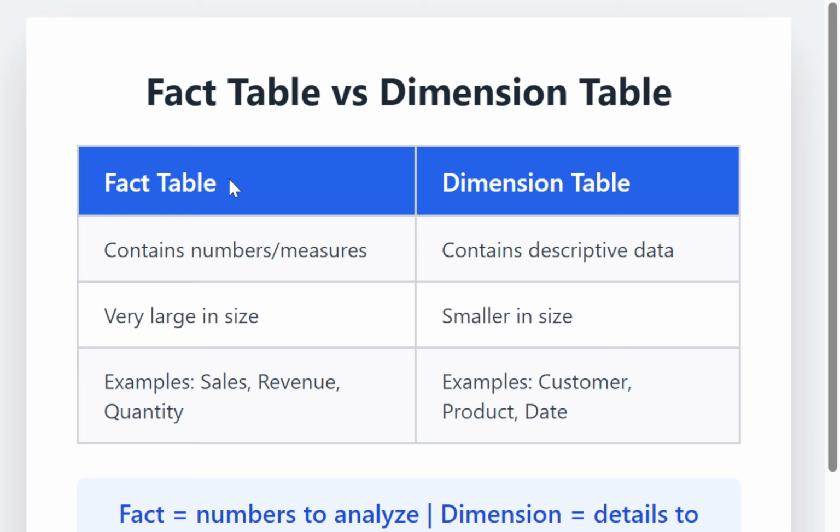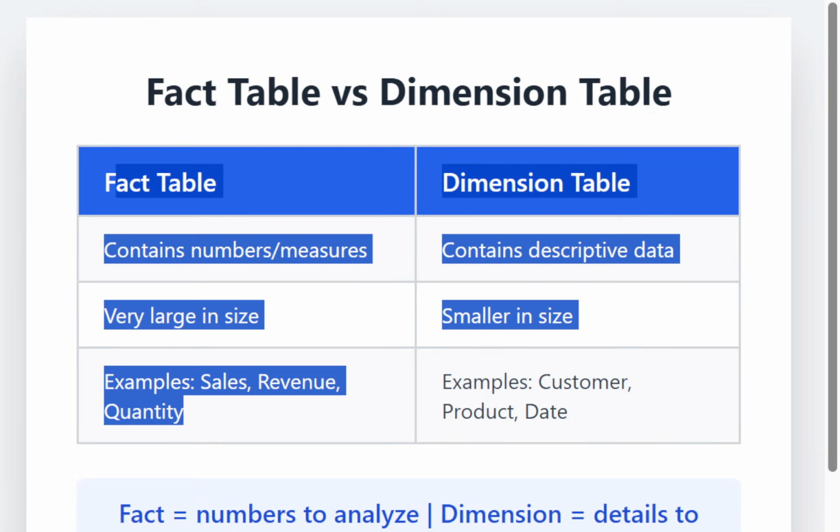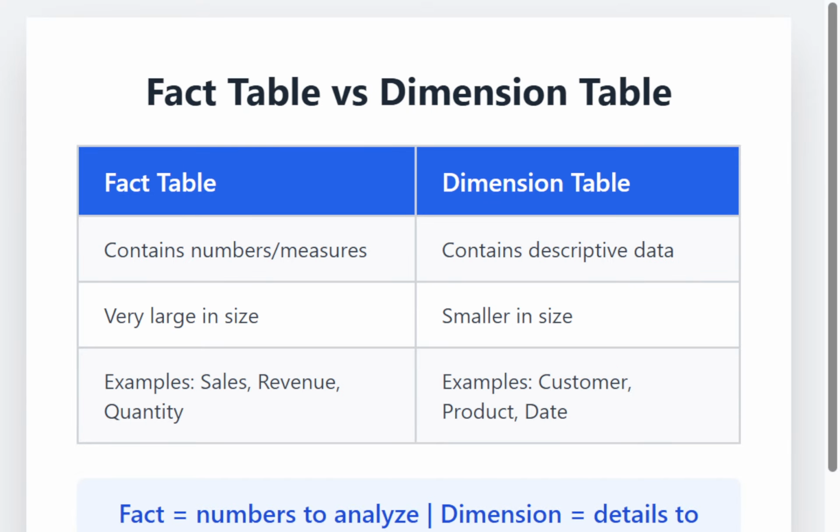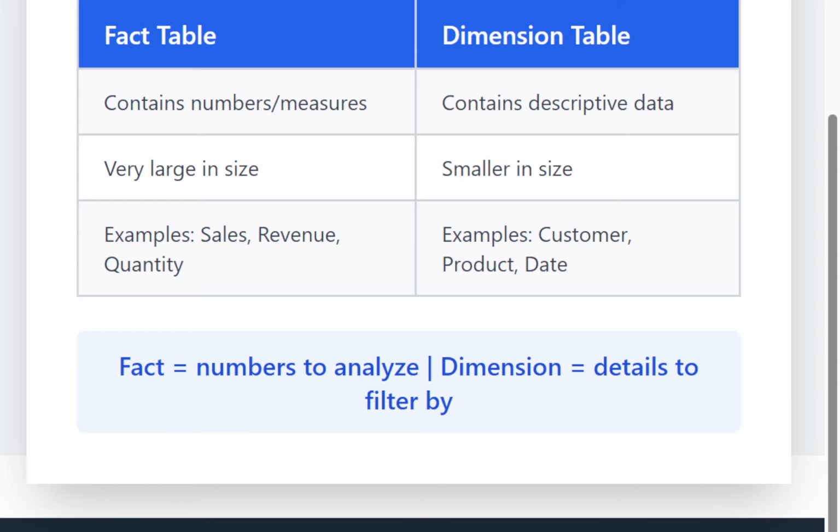For example, as you are capturing the attendance of the student, in that table the daily attendance will be stored. That way we can explain the difference between fact table and dimension table. So fact is numbers to analyze, while the dimension is details to filter by.